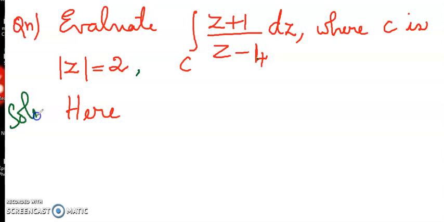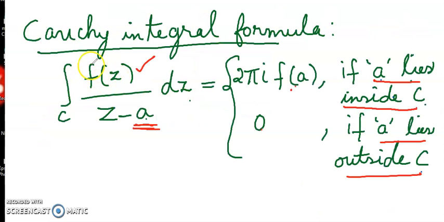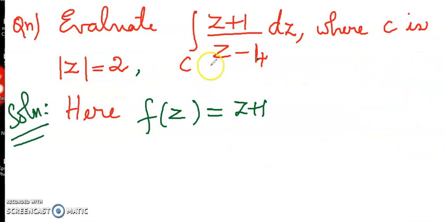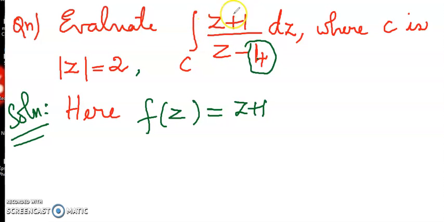So let me write the solution. Here f(z) is the numerator, that is z plus 1. So always you should identify f(z) is the numerator and the denominator is z minus a. Now, comparing with the denominator z minus a, what is a? a is 4. So the numerator f(z) is z plus 1 and a is equal to 4. Okay, here a is equal to 4.